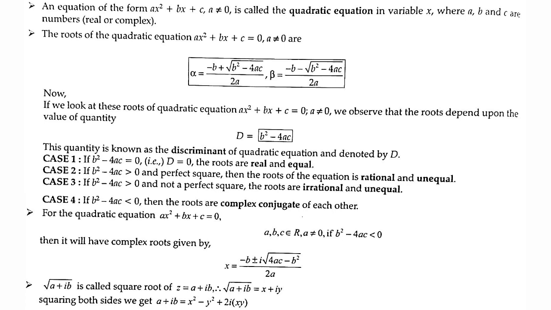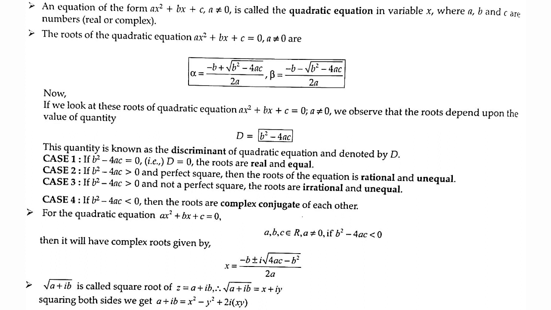Now if we look at these roots of the quadratic equation ax square plus bx plus c is equal to 0, a does not equal 0, we observe the roots depend upon the value of a quantity. This quantity is the discriminant. Its value is b square minus 4ac. This quantity is known as the discriminant of the quadratic equation and is denoted by capital D.